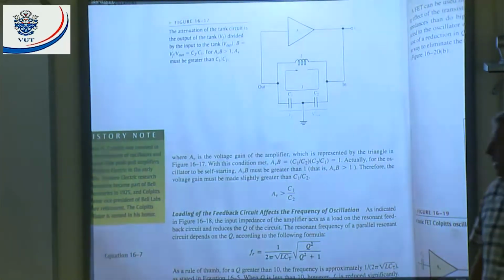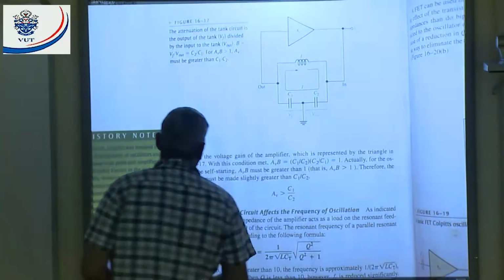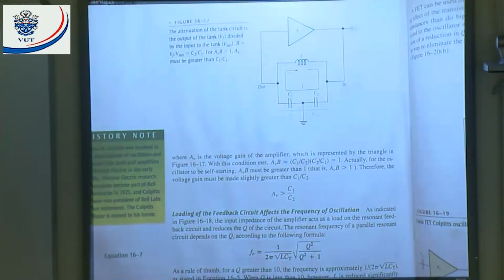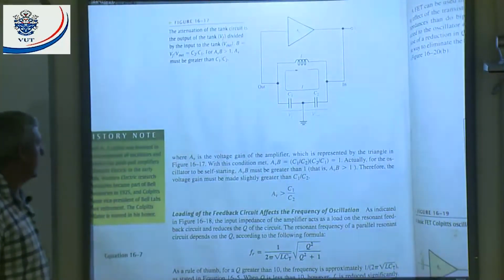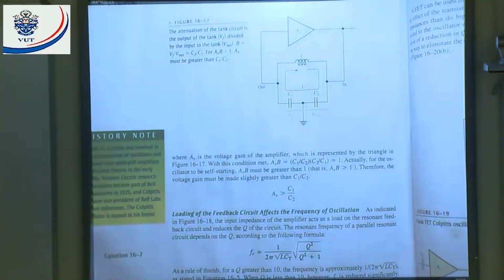Now we're going to talk about loading effect on the feedback circuit. They say it will also affect the frequency of oscillation. And that will also be determined by my Q factor. If I have a Q factor larger than 10, my frequency is basically going to stay the same. But if my Q factor is smaller than 10, then it will have an effect on my resonant frequency.